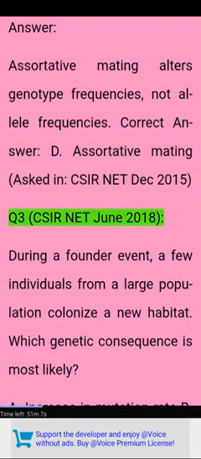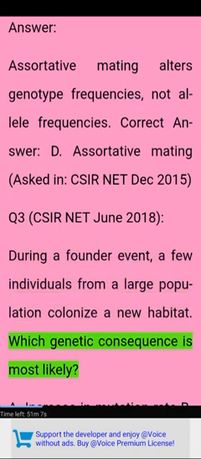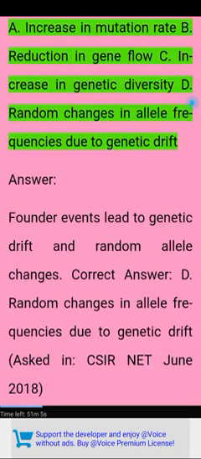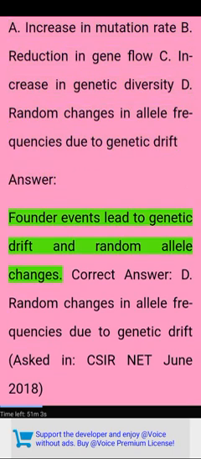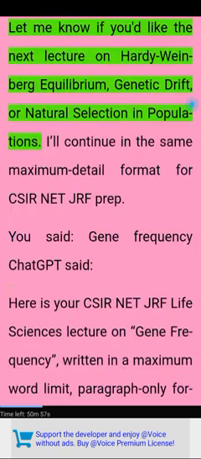Q3, CSIR-NET June 2018. During a founder event, a few individuals from a large population colonize a new habitat. Which genetic consequence is most likely? A, increase in mutation rate; B, reduction in gene flow; C, increase in genetic diversity; D, random changes in allele frequencies due to genetic drift. Answer: founder events lead to genetic drift and random allele changes. Correct answer, D, random changes in allele frequencies due to genetic drift. Asked in CSIR-NET June 2018.